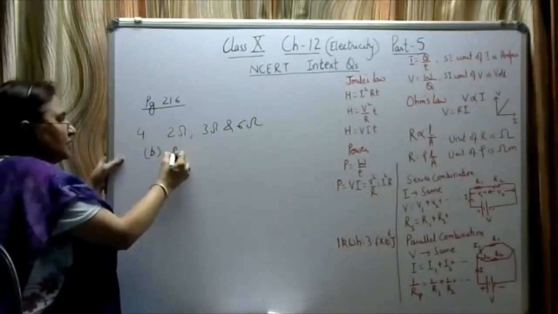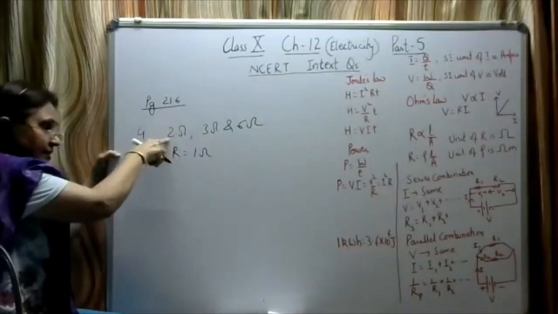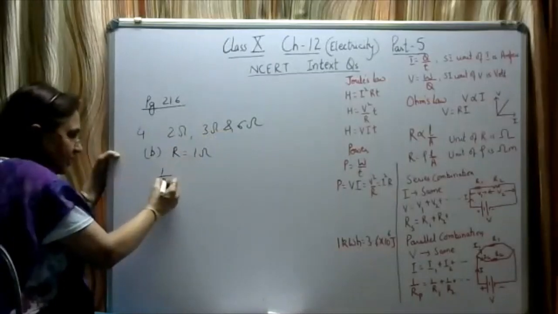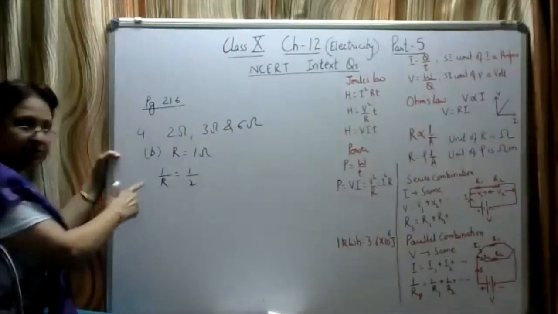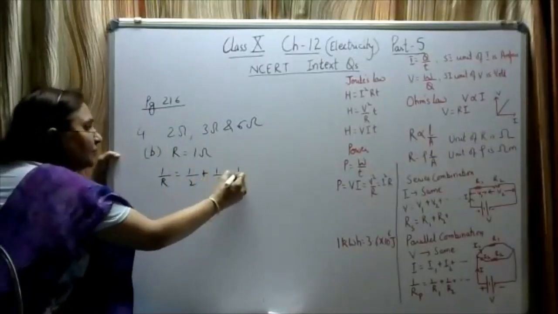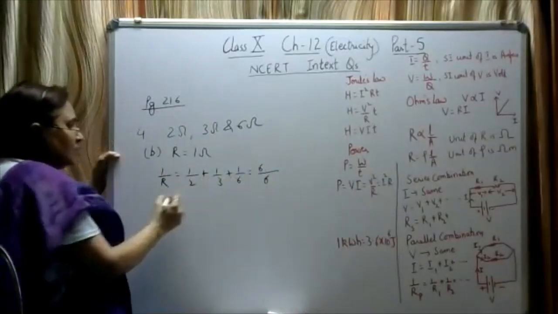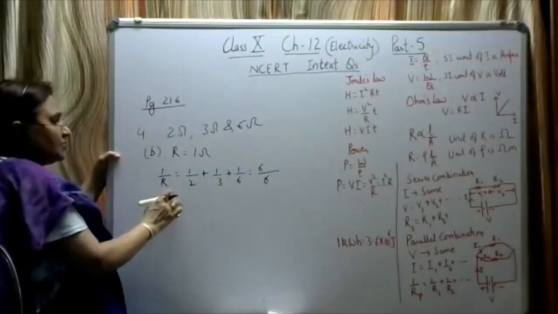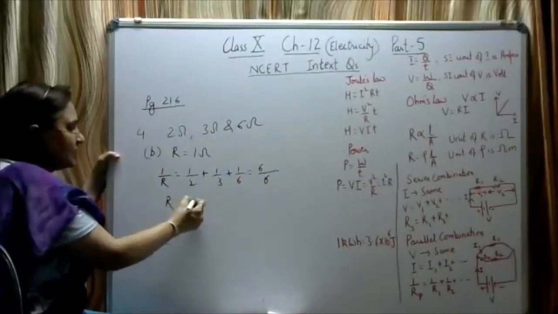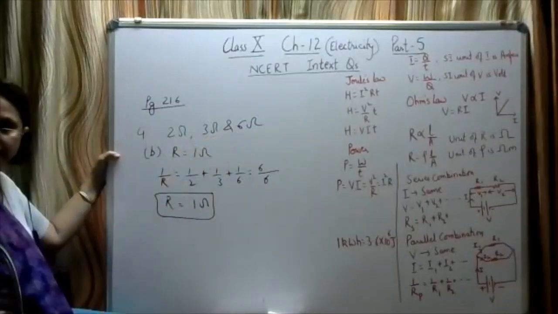Now in the B part, the equivalent resistance should be 1 ohm. Okay, 1 is less than the least resistance. So it means all these three will be connected in parallel. Let us find out. 1 upon equivalent resistance is equal to 1 upon 2 plus 1 upon 3 plus 1 by 6. 6 is the LCM. So 1 upon R is equal to 6 upon 6. So R is equal to 1 ohm. So it means all three resistors are connected in parallel.